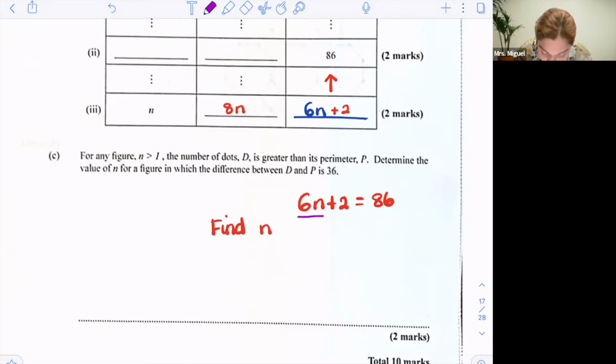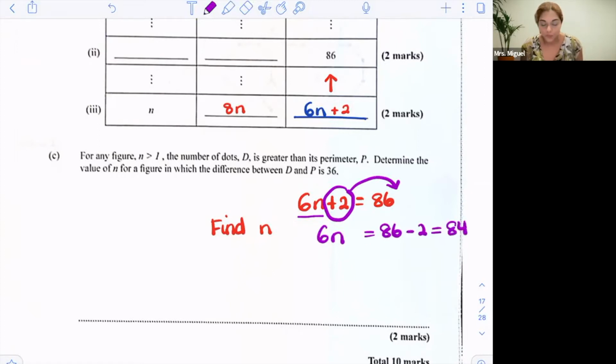In order for me to reach 6n, I must get rid of plus 2. And how am I getting rid of plus 2? Well, I am moving it across. By me moving it, it cannot be positive again. The sign must change. 86 minus 2 is equal to 84. So here I have 6 multiplied by some number will give me 84.